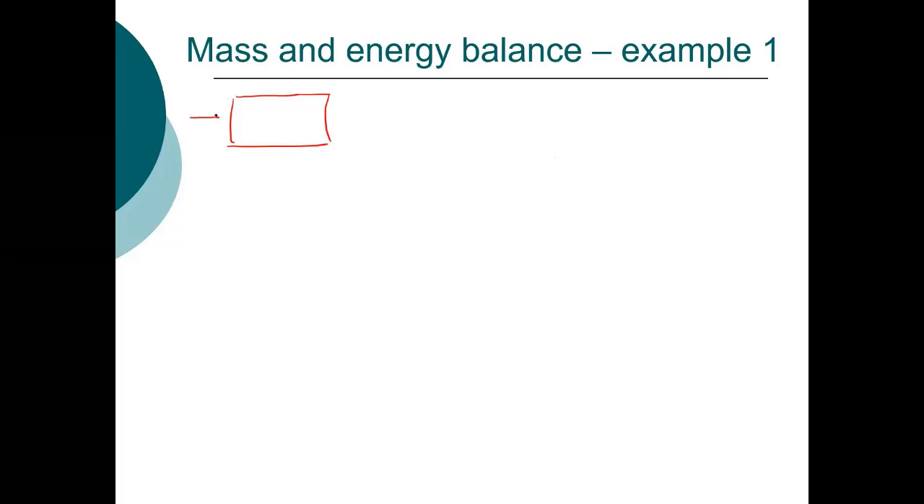We have coal entering the reactor, the power plant. What are the outputs? During mass balance, what's leaving the system? The bottom ash and the fly ash. Okay, so we have bottom ash, and we have fly ash.